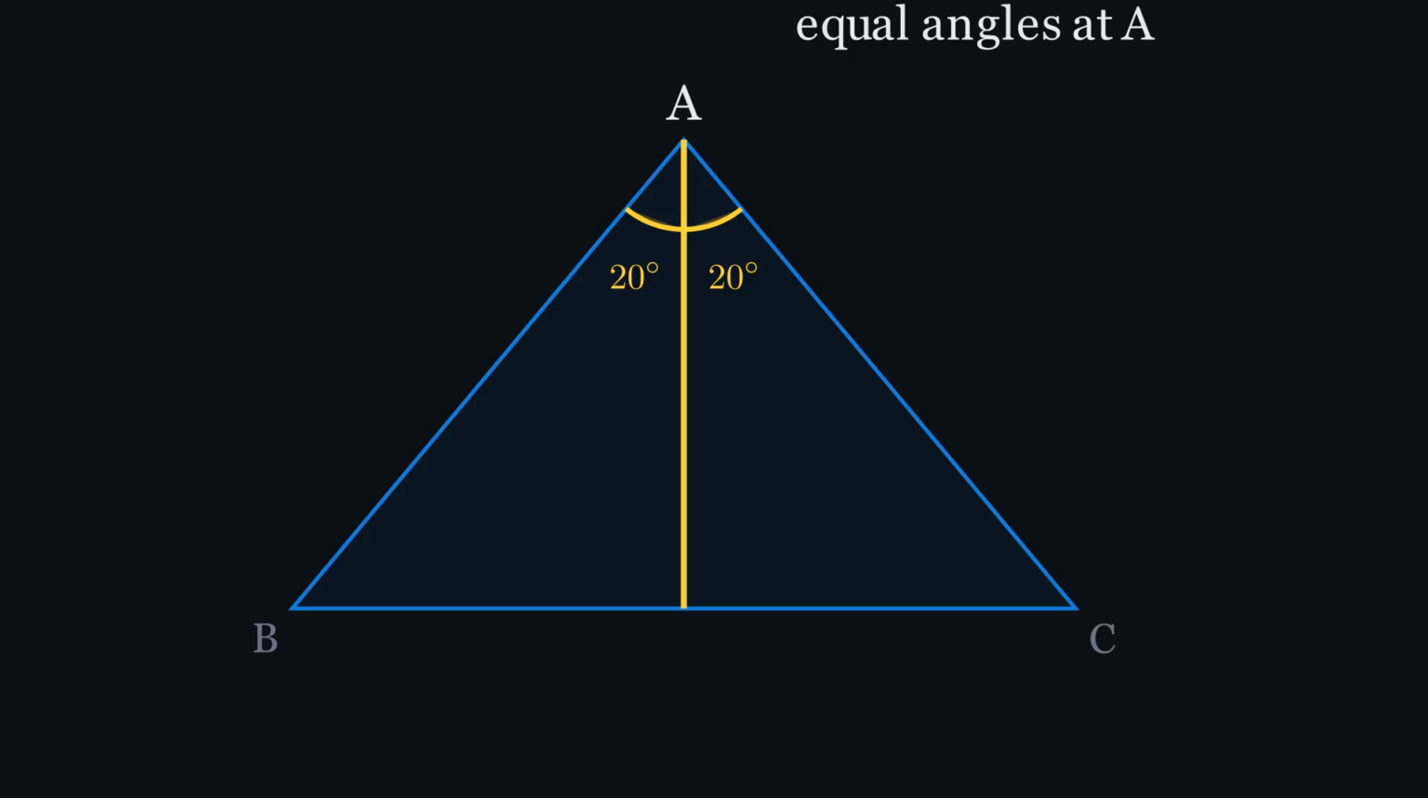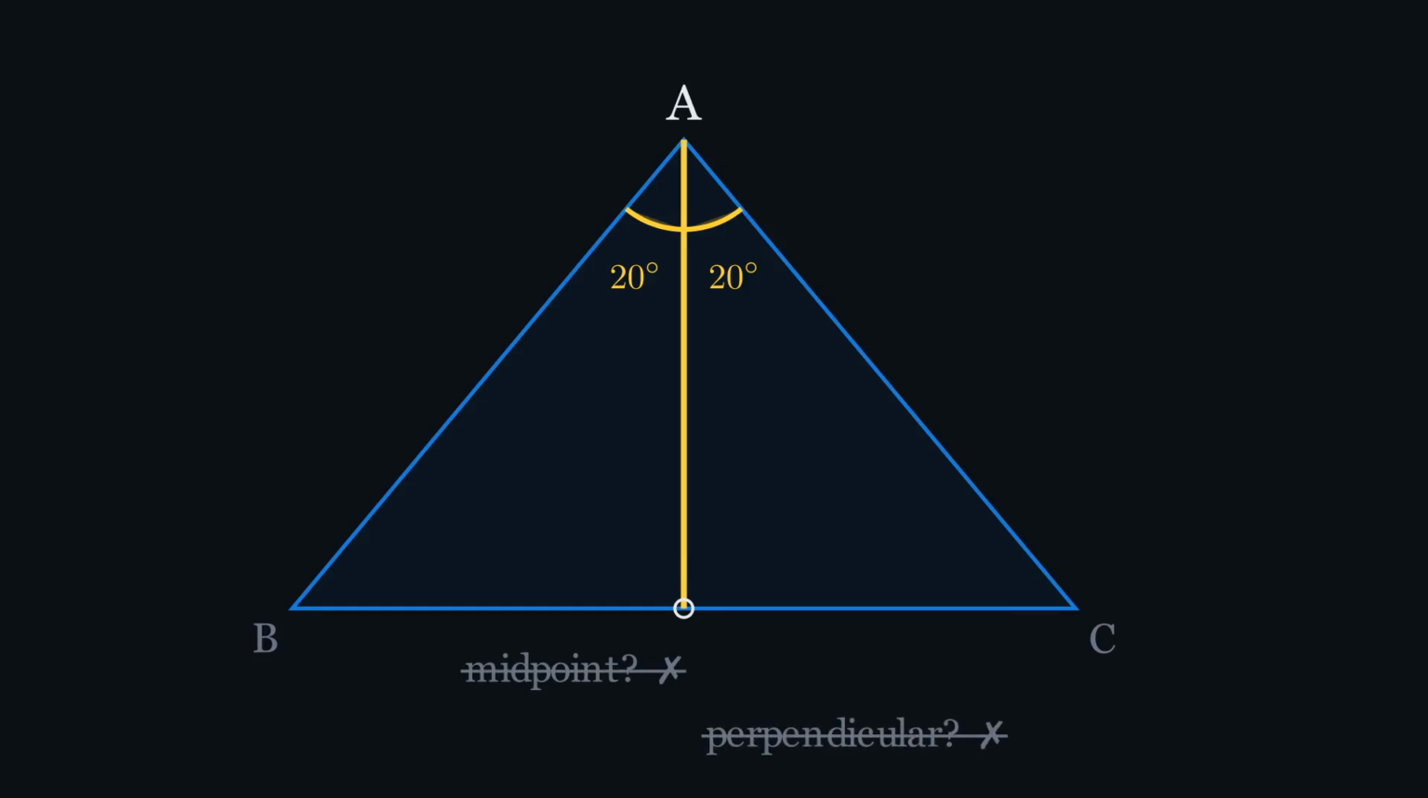Notice I'm not saying where it lands on the bottom. I'm not claiming it hits the midpoint of anything. I'm not claiming it's perpendicular to anything. None of that. All I've got is two equal angles at the top. That's a completely honest standard construction. Every triangle has an angle bisector from every corner. Nothing weird here. Keep that yellow line in your head, the one splitting A in half, because in a minute it's going to team up with the second line.